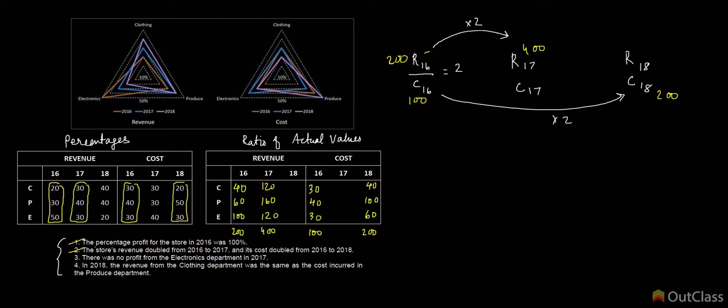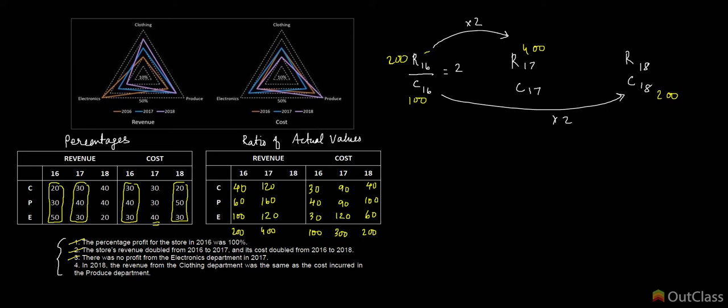Clue 3 says there was no profit from electronics department in 2017. We know that electronics department had a revenue of 120. If there was no profit, then the cost was also 120. Notice that the 40% has become 120 rupees. That is because the base is 300 rupees. And then 30 will become 90. 30 will also become 90. So we use clue 3.